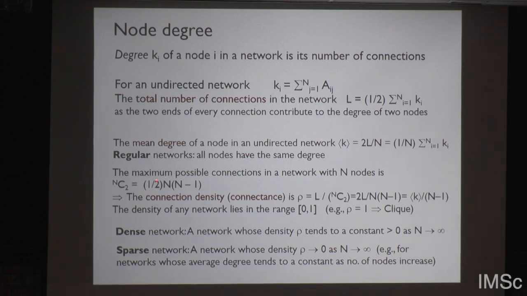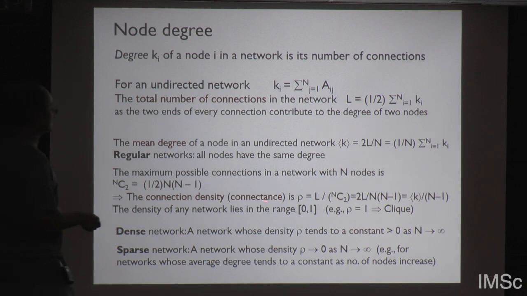The maximum possible number of connections in a network with n nodes is simply NC2, and we often express the so-called connection density of a network in terms of the ratio of the actual number of connections L to this maximum possible number of connections. So in a sense, this is like the probability of connection between any 2 nodes in the network. So that's related to the connection density.